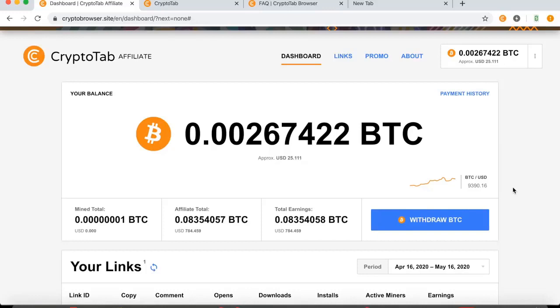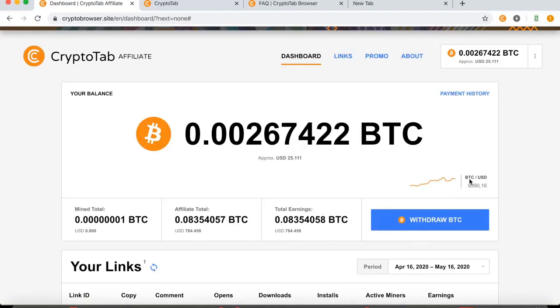Mining on your computer. Now, this is a website that I've shown you guys before, and it's called Cryptotab. And as you can see here, you can see what my current balance is on the website. And right now I have 0.002 Bitcoins, which is approximately $25 USD. And you can see my total earnings since I got Cryptotab have been 0.0835 Bitcoins, which is currently the equivalent to $784 that I've gotten just from this website.